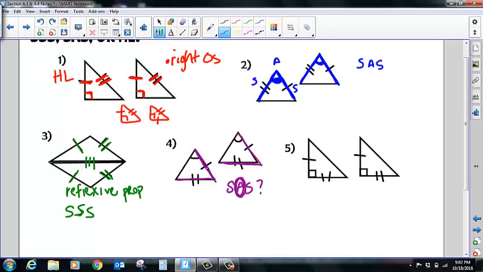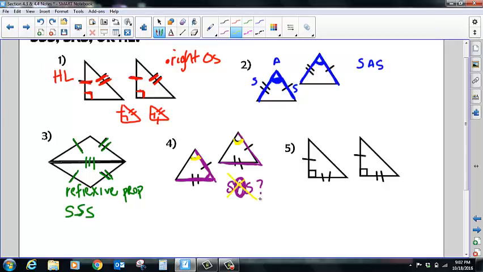So if we look at where these two sides come together and meet, this angle in here is actually the connecting angle, but that is not the angle that is marked congruent. The angle that's marked congruent is this guy here. So therefore, we cannot use side angle side because it is not the connecting angle that's marked. So for this one, we just wouldn't be able to prove them congruent.